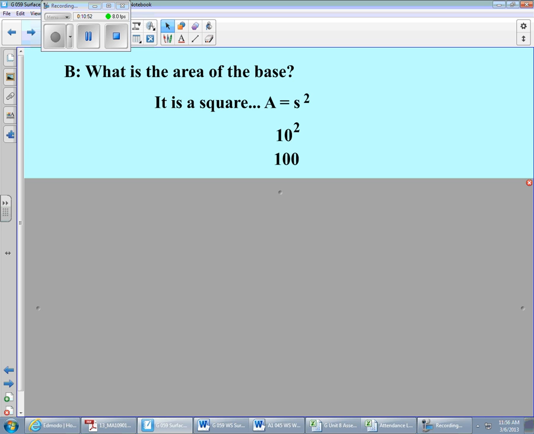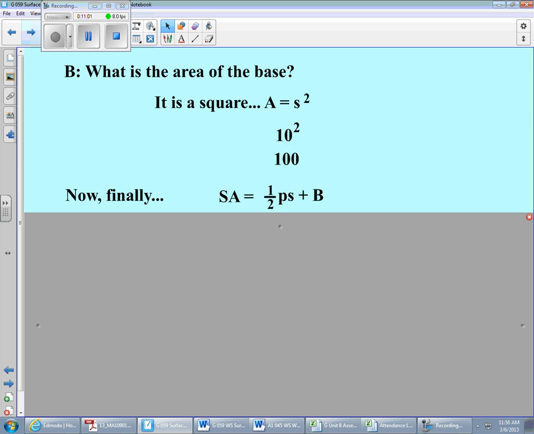Those are the three variables that we needed to find. We needed to find the perimeter of the base, we needed to find the slant height, we needed to find the area of the base. We have found all three. Now there is nothing to stop us from going back to the surface area formula, plugging in the values and simply finding out what number this is.